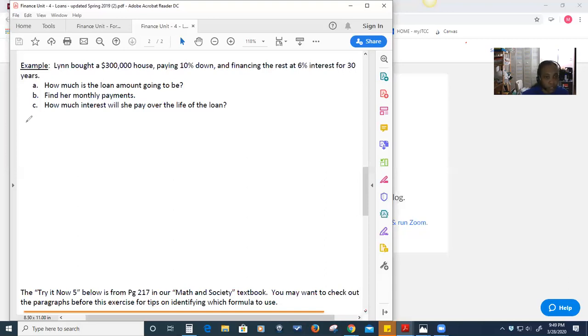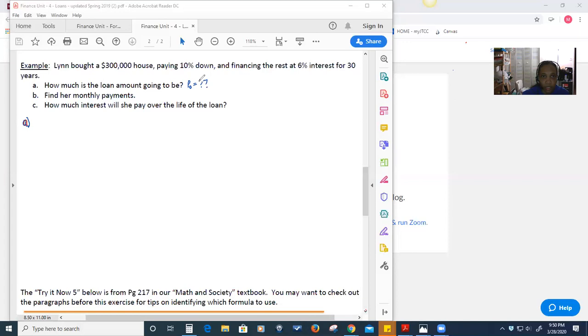So hopefully you heard all the numbers in there that we're going to use in your loan formula. But first, let's think about something. Part A is asking how much is the loan amount actually going to be? In other words, how much is she going to borrow?